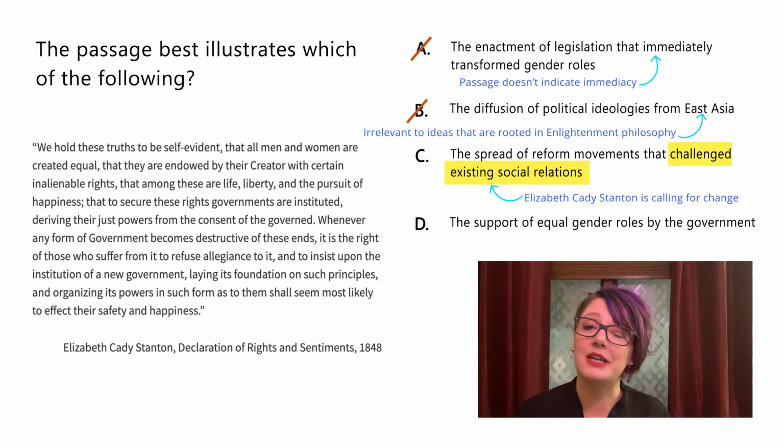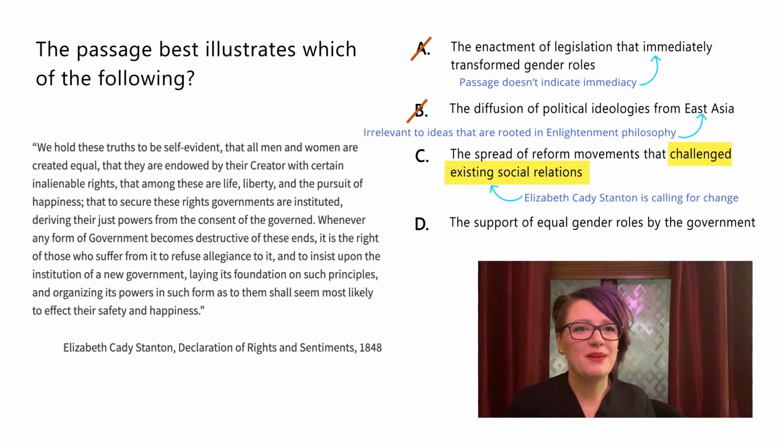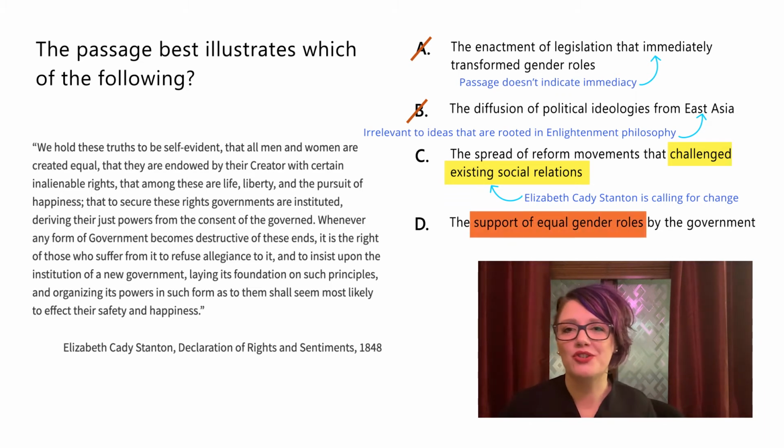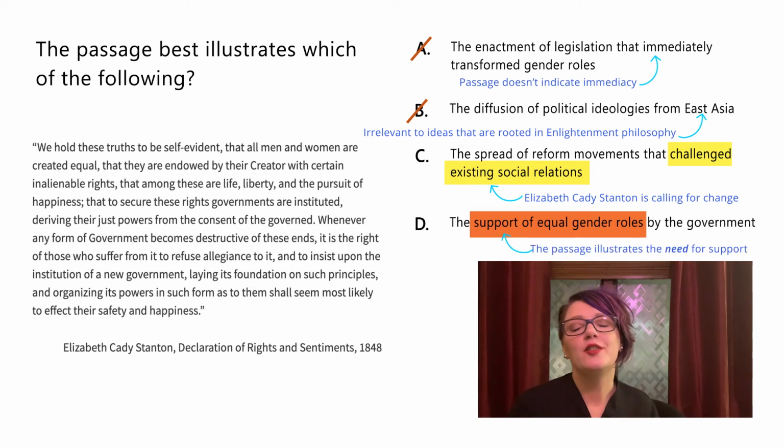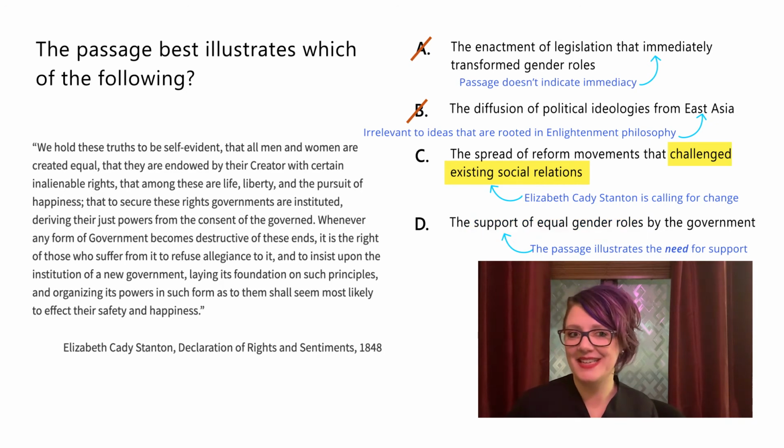Just in case, let's take a look at D. For choice D, this one sounds maybe tempting. The support of equal gender roles by the government. Except remember, it can't illustrate that if that's what Elizabeth Cady Stanton was calling for. It was illustrating the need for that. So we can also eliminate choice D. That leaves us with C, which is in fact the correct answer.